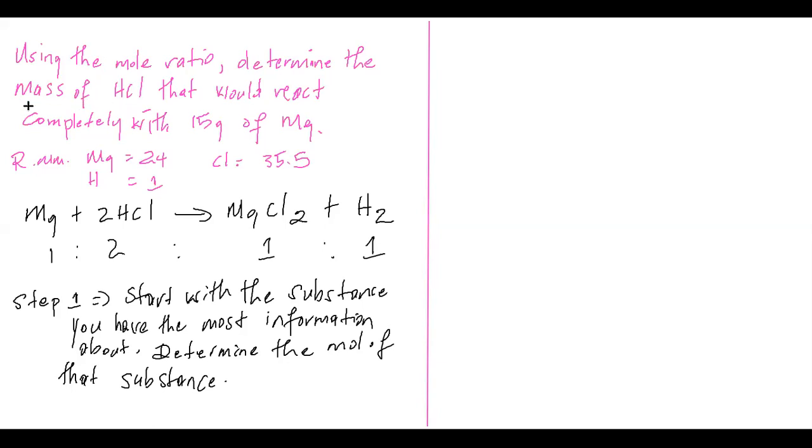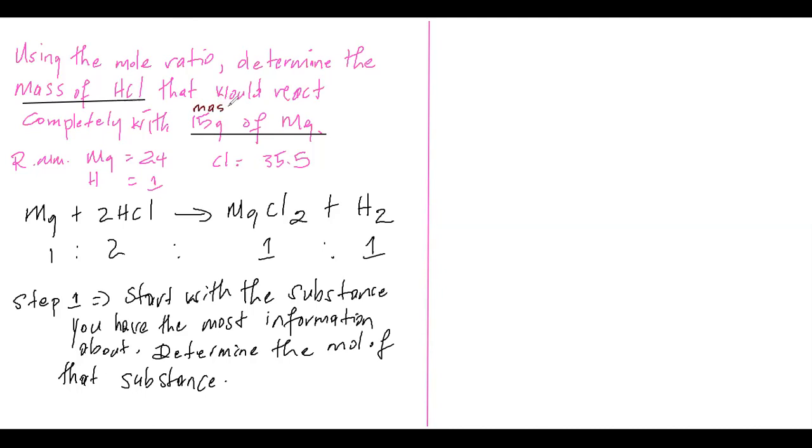So in this question, they're asking us about HCl and about magnesium. They didn't give us any information about the HCl, but they told us that we had 15 grams of magnesium. So magnesium is the one we know more about, and that's why we're going to start our calculations with magnesium. They gave us the mass of magnesium, and if we have the mass of a substance, that allows us to work out the moles of that substance.